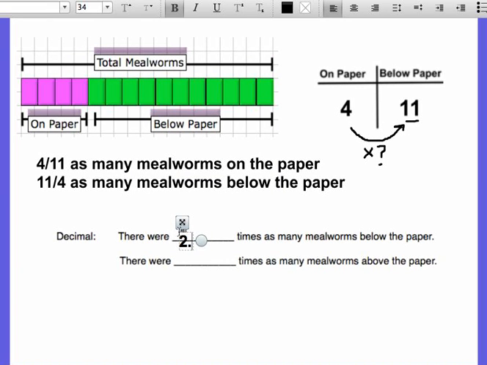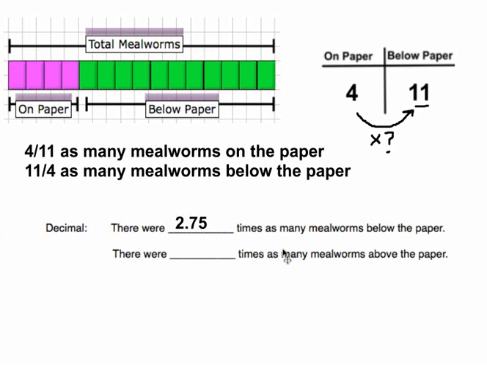So I can write that right here. There were 2.75 times as many mealworms below the paper. And once again, you can see 4 times 2.75 is 11. And that's a decimal relationship. And if we bring it back up to look at the comparison between our fractional relationship, there were 2.75 times as many mealworms below the paper. And in our fraction relationship, we said there were 11/4 as many mealworms below the paper.